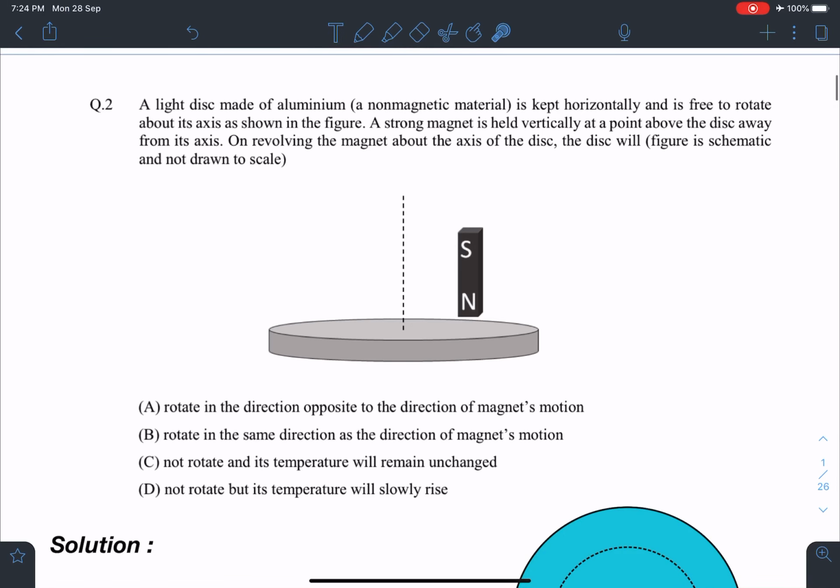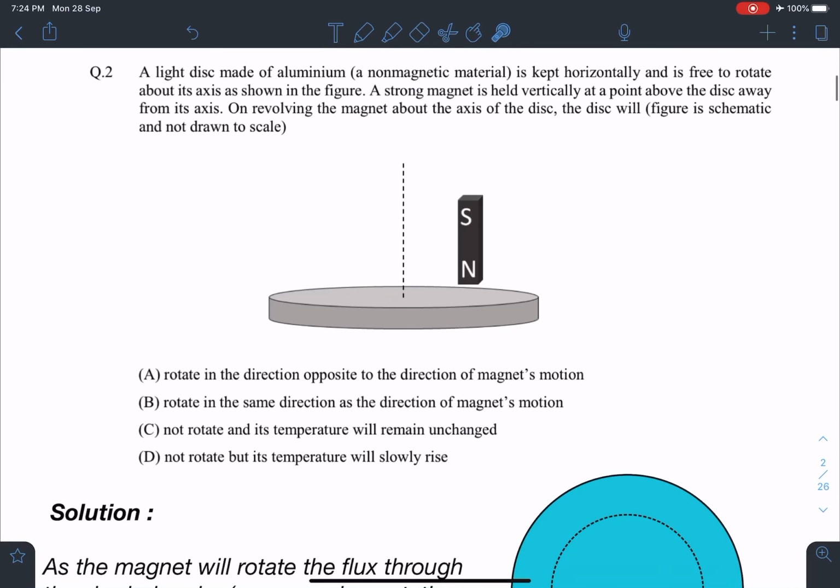Let's move to the next part, the second question here. It's a very nice question. A light disc made of aluminium, so it's a conductor and it's a non-magnetic material, is kept horizontally and free to rotate about its axis as shown in the figure. A strong magnet is held vertically at a point above the disc away from its axis. On revolving the magnet about the axis of the disc, there are 4 options given. I'll not go to the options now. I'll just tell you what is happening here.